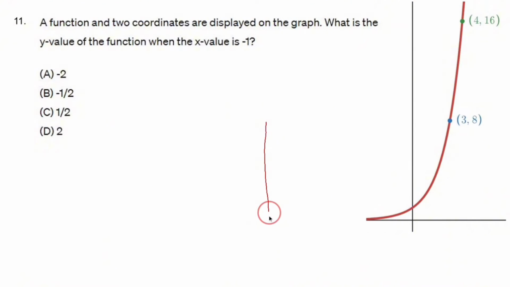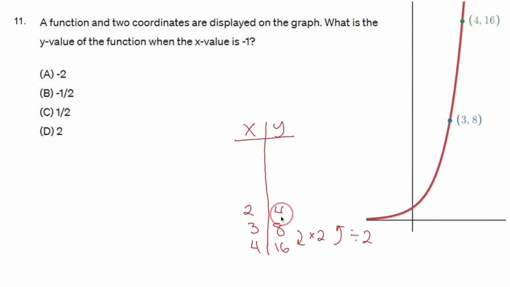And so what I'm going to do is create an xy table by drawing that perfectly straight line and just kind of go backwards. So I have 3, 8 and I have 4, 16. So close to John 3:16, my favorite Bible verse. It looks like going this way, you multiply by 2. So going backwards, you divide by 2. Makes sense. So you would be 2, 4, because 8 divided by 2 is 4.